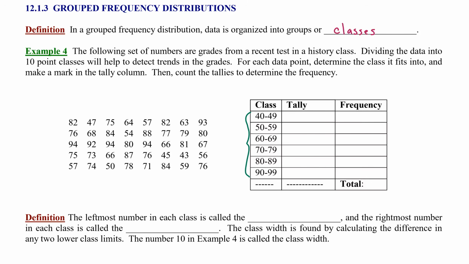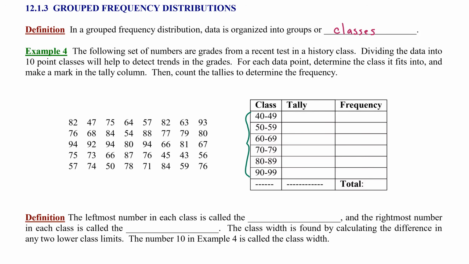Now, if you'll go back to when we were studying finance and we were looking at the tax tables, then we had classes there as well. We were looking at particular tax brackets. If your income fell between two particular values, then you were in that tax bracket. That's an example of a class.